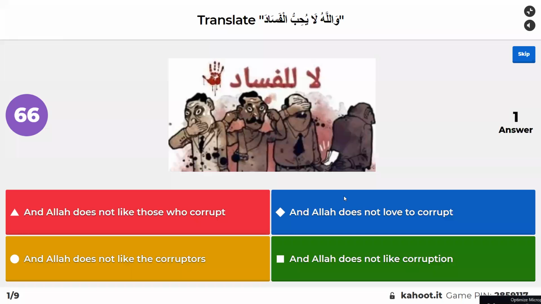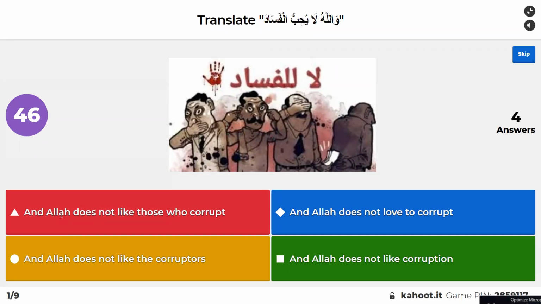Blue: and Allah does not love to corrupt. Red: and Allah does not like those who corrupt, or the corrupting people. Green: and Allah does not like corruption. Orange: and Allah does not like the corruptors.